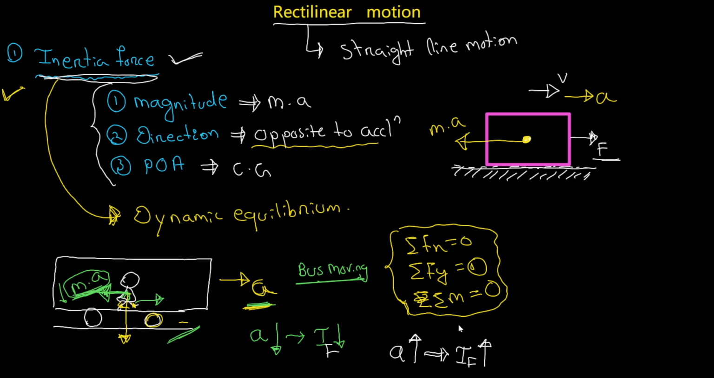So what will happen? Whenever a bus is at the static condition, the driver is accelerating from zero velocity to some final velocity. The acceleration is increasing. In that condition, the inertia force is increasing. So whenever the bus is accelerating, you will experience a backward force, so that you will go one to two steps back. Okay, that's what inertia force is all about.